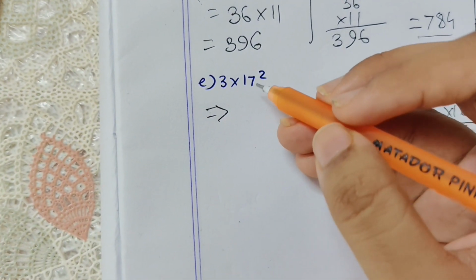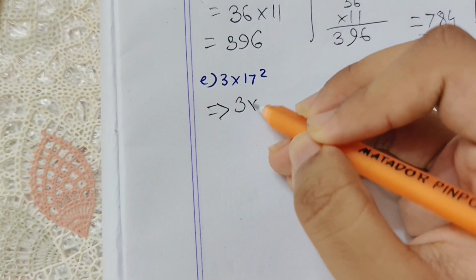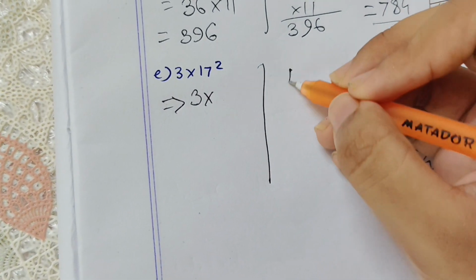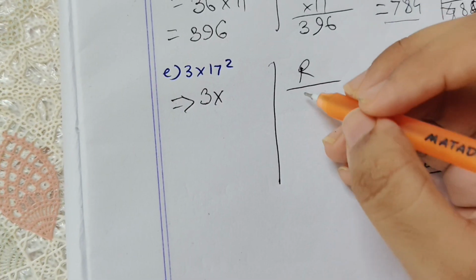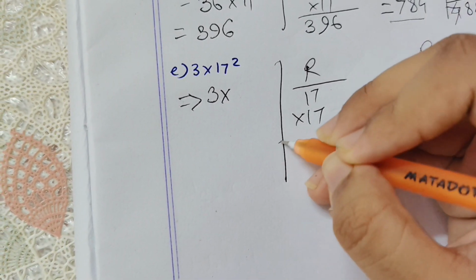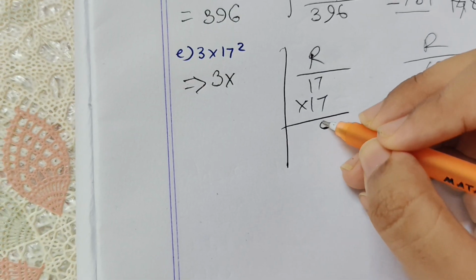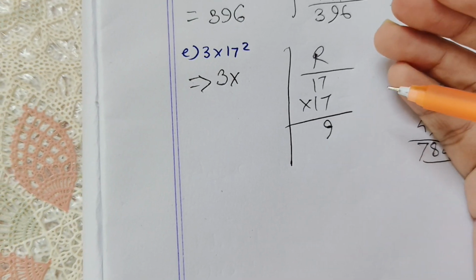Number E, 3 multiplied by 17 square. 3 multiplied by, I don't actually know what 17 squared is, so 17 multiplied by 17. 7 multiplied by 7 is 49. 4 in hand.